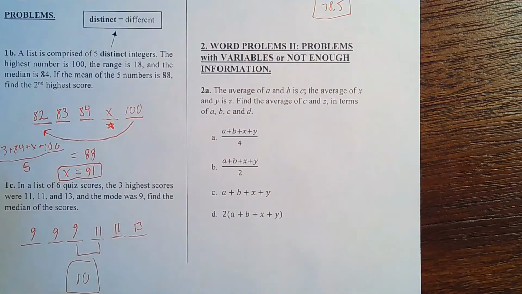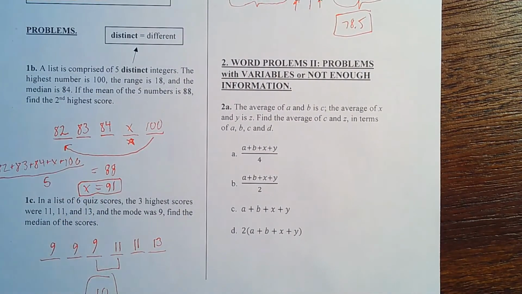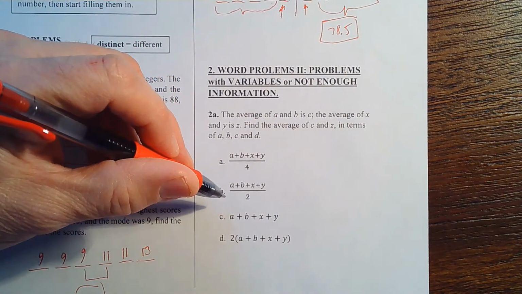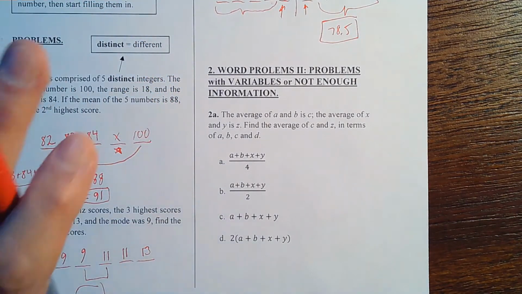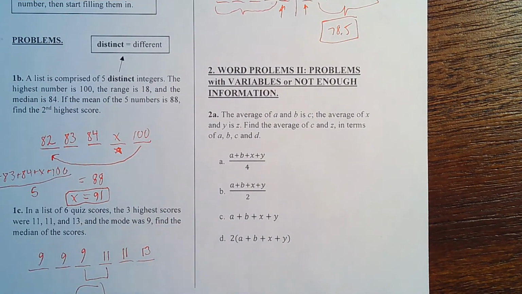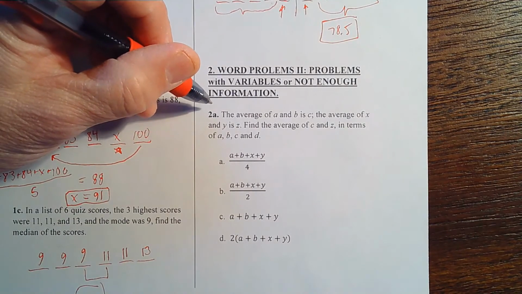In part 2, word problems 2, we're going to look at problems with variables or not enough information. And we're going to discuss here the topic of picking numbers to answer a question. There's a whole other video on this, using picking numbers as a way to find the answers to certain problems. Usually when you have variables in the answers, that's a clue. But for now, for the purposes of this lesson, I'm telling you that we are practicing this method. We're going to do 2a together.